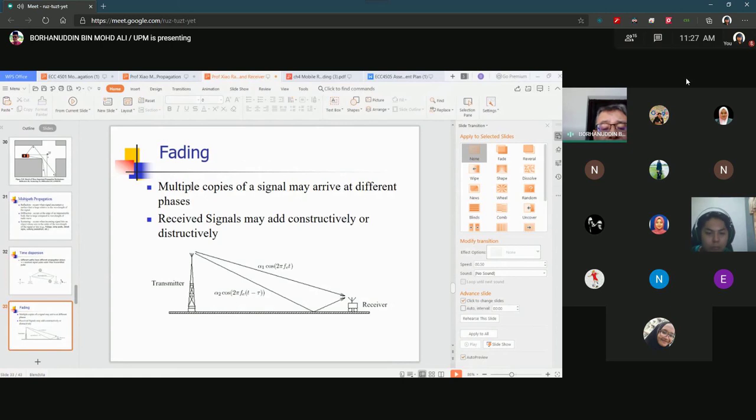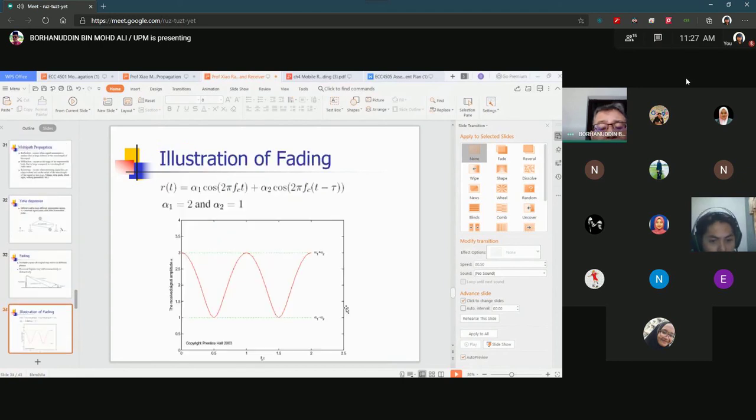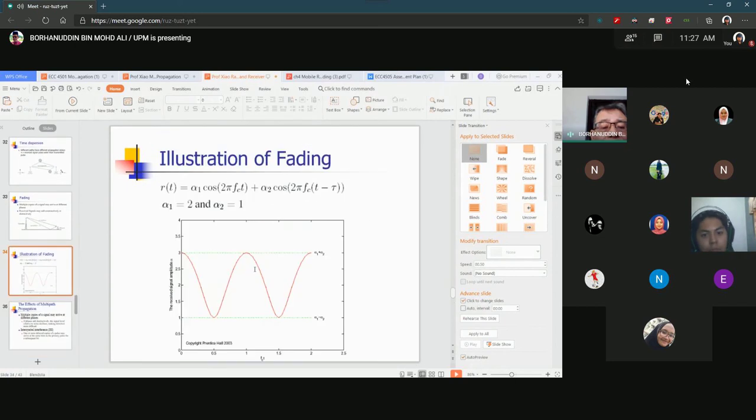The other one is fading. We mentioned this so many times again. Multiple copies of the signal arrive at different phases and the received signals may act constructively or destructively. For example, at certain points in time, they can cancel each other. At other times, they reconstruct and become strong. So they will fluctuate like this. This is an illustration of two signals arriving at two different times.